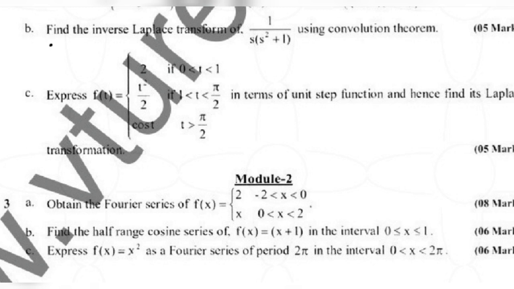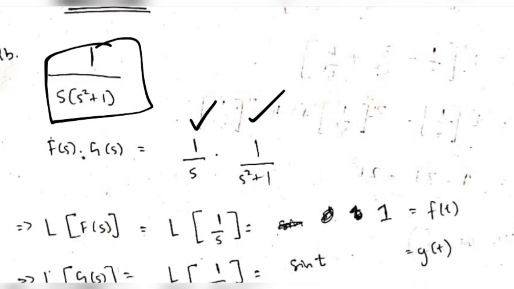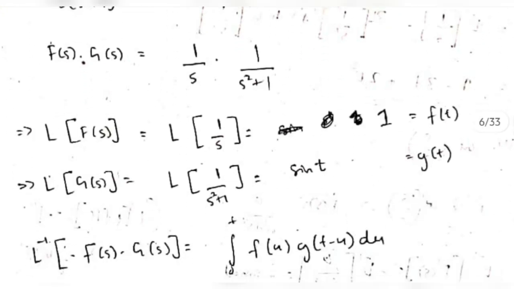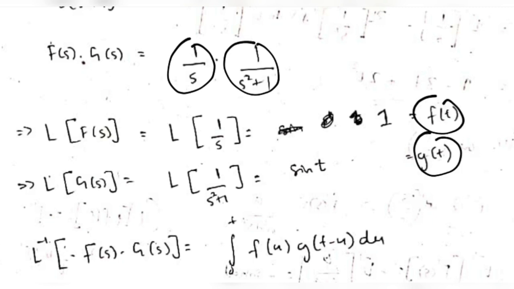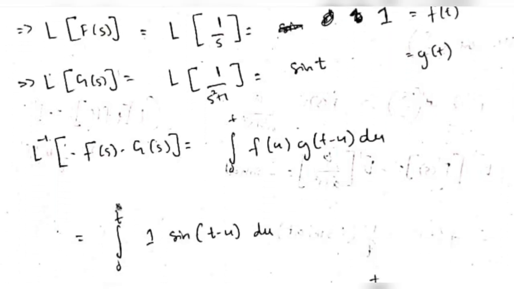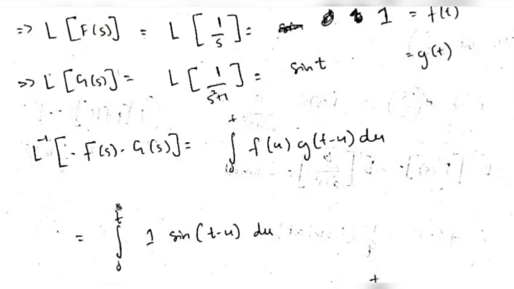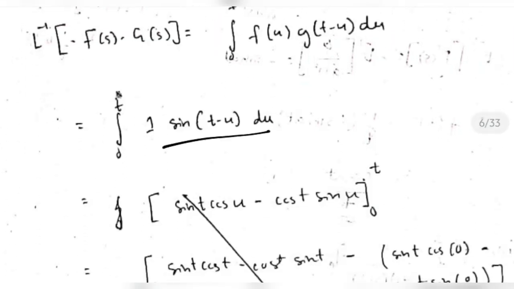In the next question, we have been asked to find the inverse Laplace transform of this function using the convolution theorem. In the convolution theorem, we separate this term into two parts, f of s and g of s. Then we find the inverse Laplace transform of each of these, so we'll get f of t and g of t. After getting f of t and g of t, we'll write this formula, and instead of f of t, we'll write f of u and g of t minus u. So we'll be writing that and finding the integral.